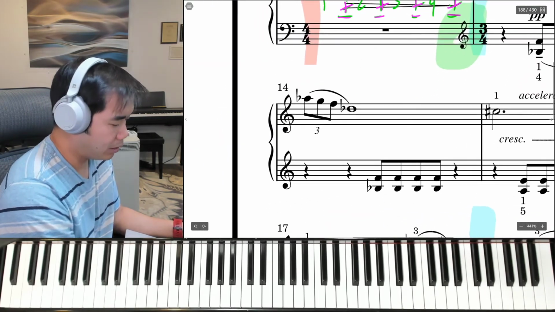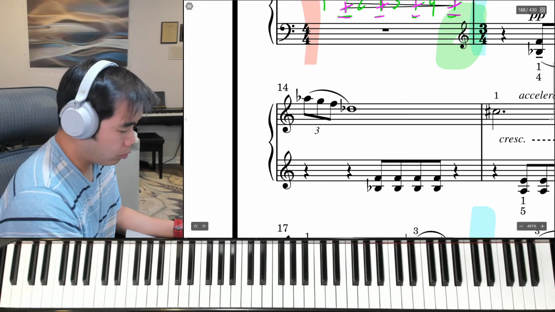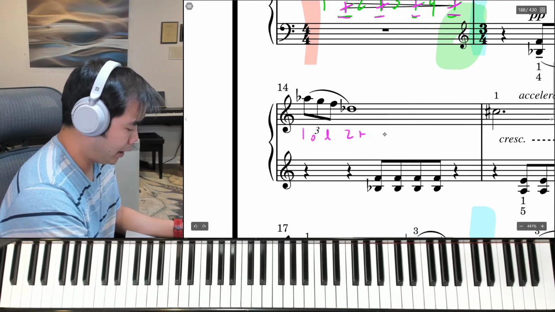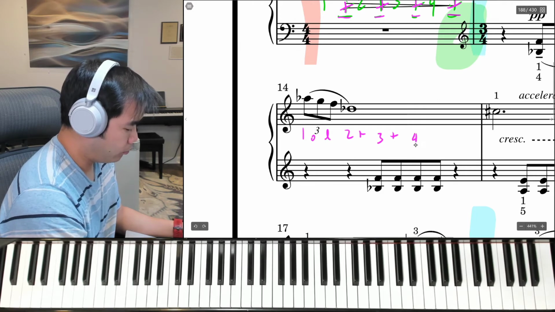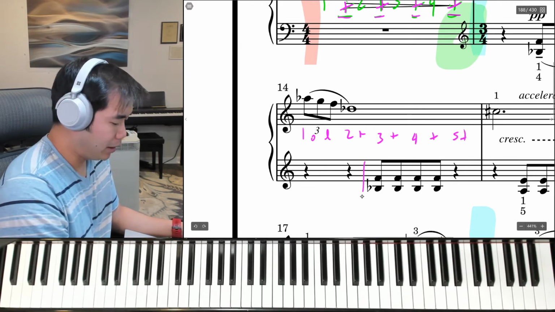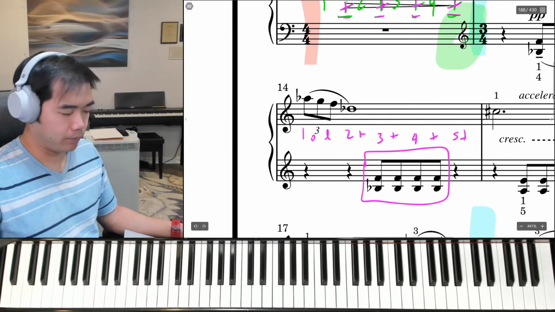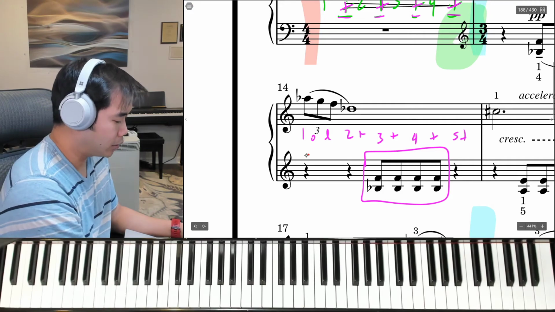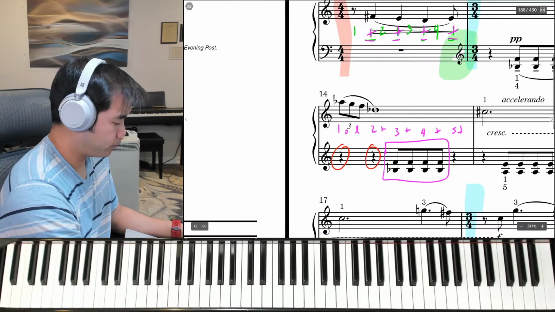The difference happens on bar 14. When we do have a triplet here, 1 o-let 2 and 3 and 4 and 5 and. And notice now that this left hand is late. We have 2 rests here, so this is different.